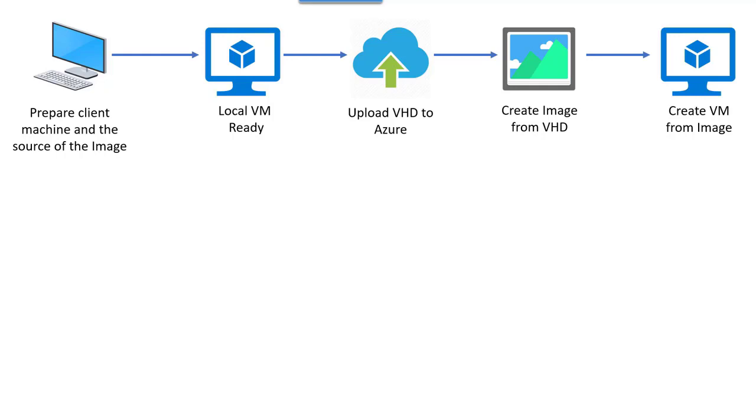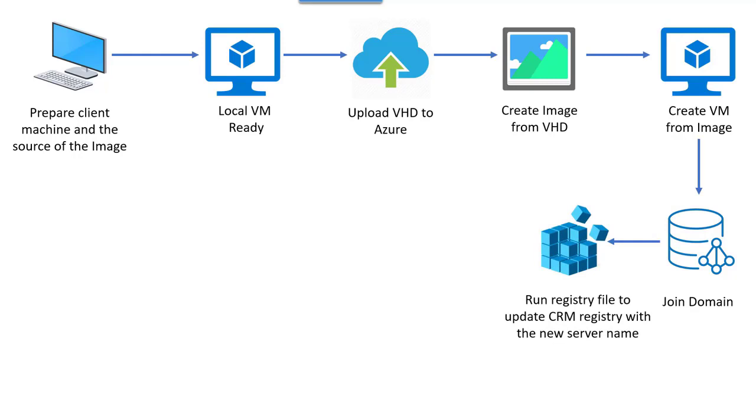And this will create a new instance of this CRM or Dynamics 365 virtual machine. Once I have that, I start running a PowerShell script, which joins the machine to the domain. And then once I join to the domain, of course, this is a new machine, so the CRM will not work. The Dynamics 365 will crash because it's not working.